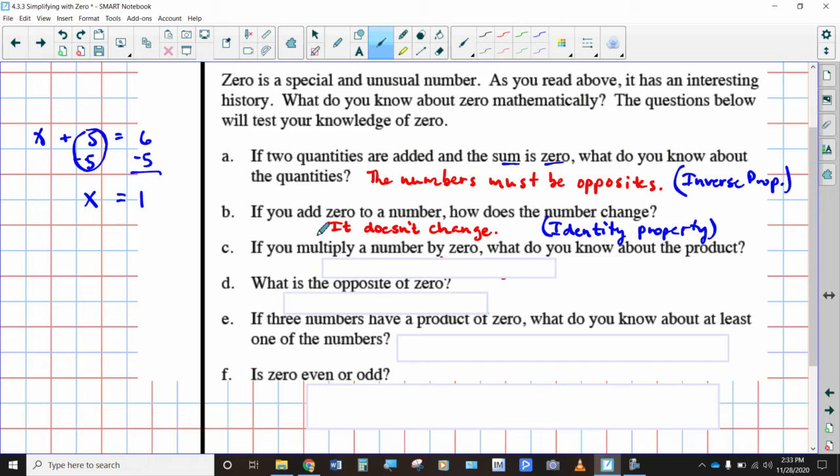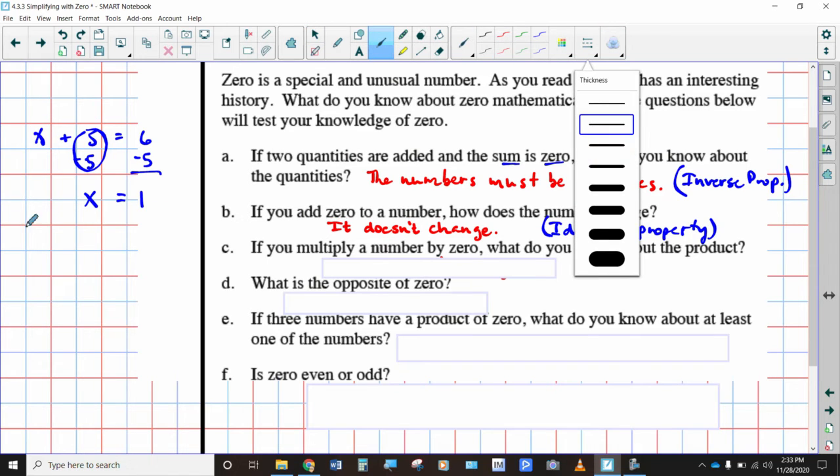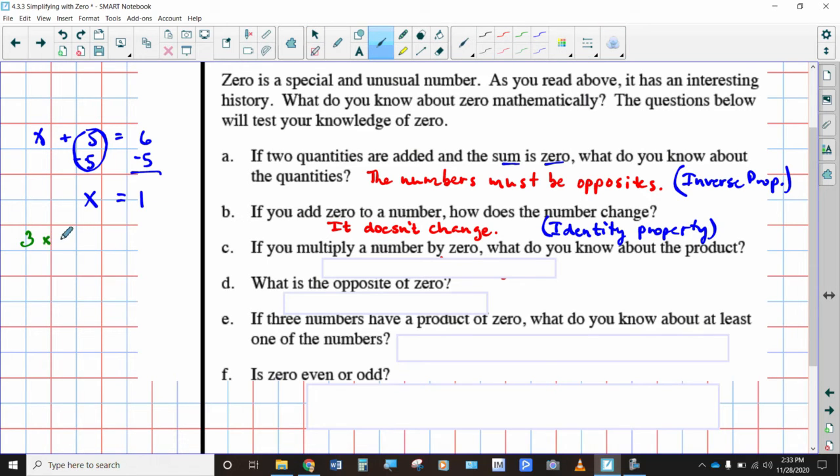All right, moving on. If you multiply a number by 0, what do you know about the product? Well, pick any number, multiply times 0, what do you get? What is 3 times 0? It is equal to 0, right? What is -2 times 0?